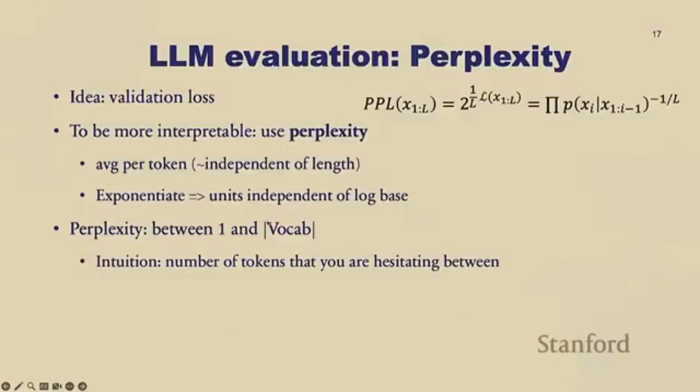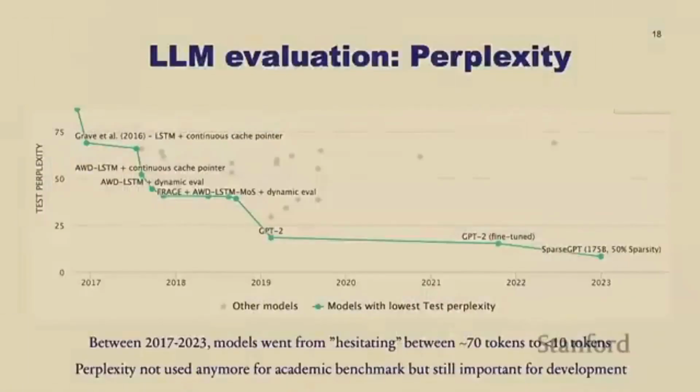So the intuition of perplexity is that it's the number of tokens your model is hesitating between. If your model is perfect, it doesn't hesitate, it knows exactly the word. If it really has no idea, it hesitates between all of the vocabulary. Perplexity really improved. That's perplexity on a standard dataset between 2017 and 2023. It went from about 70 tokens to less than 10 tokens over these 5-6 years. That means the models were previously hesitating between 70 words every time they generated a word, and now they're hesitating between fewer than 10 words.